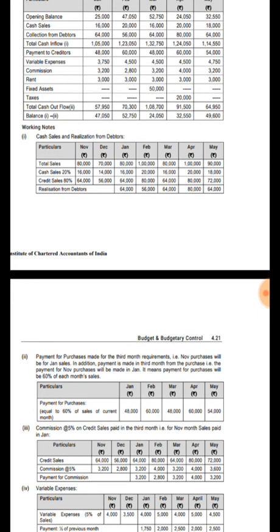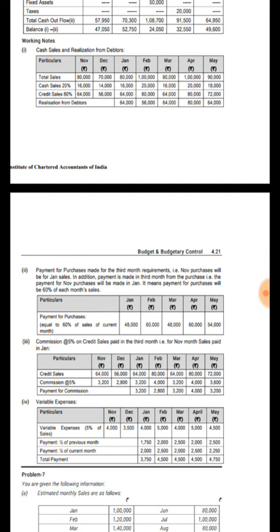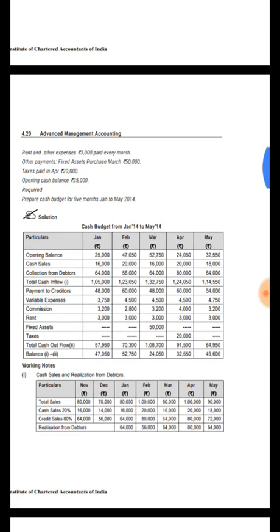See, payment for purchase made for the third month requirement, that is, November purchase will be for January sales. In addition, payment is made in the third month from the purchase, that is, payment for November purchase will be made in January. It means payment for purchase will be 60% of each month's sale. That's what we'll do. January to May we will take 60% of the current month. Okay, that is the purchases. That's it. So we got everything. So now we will start making it.